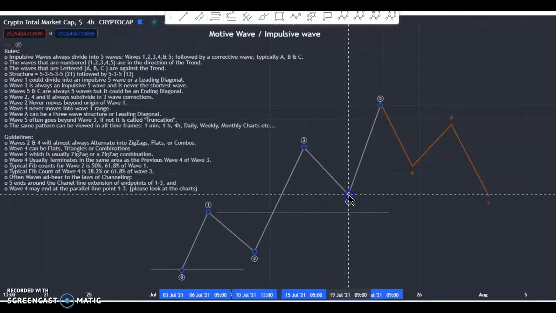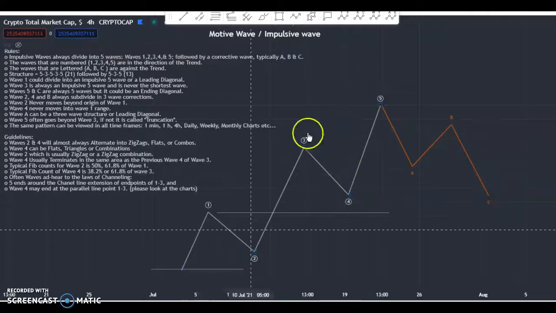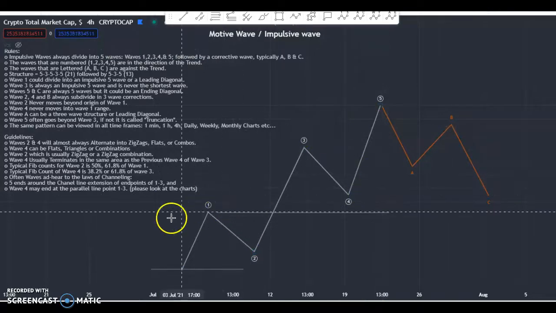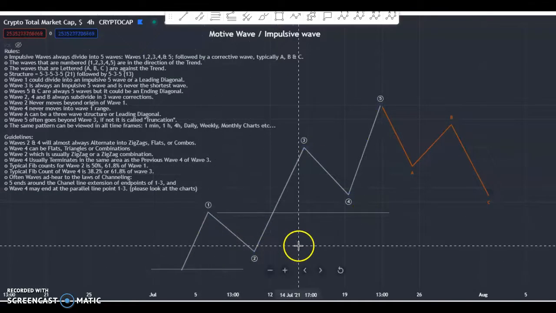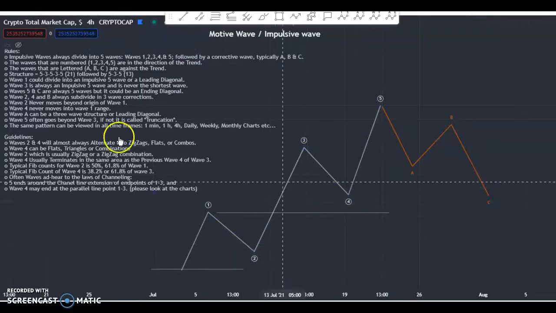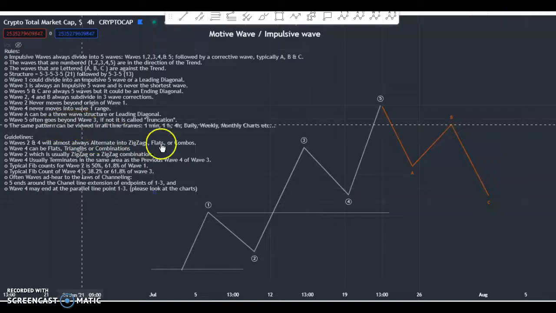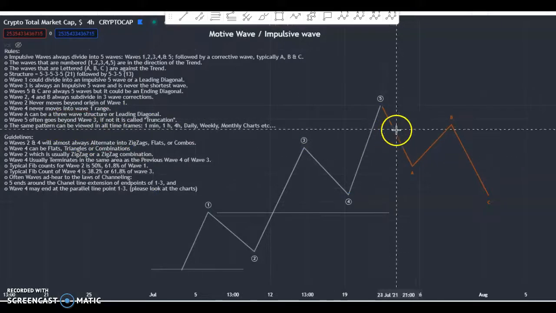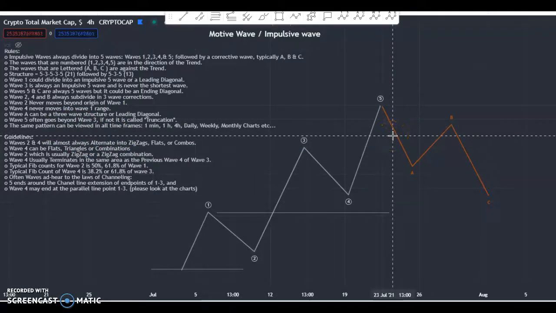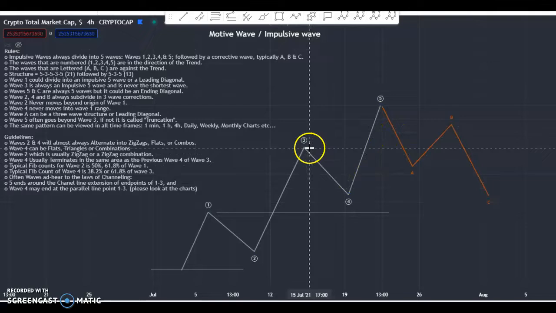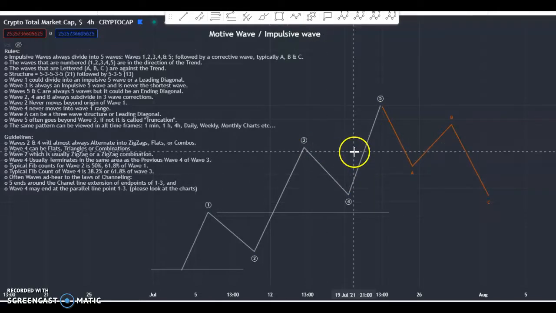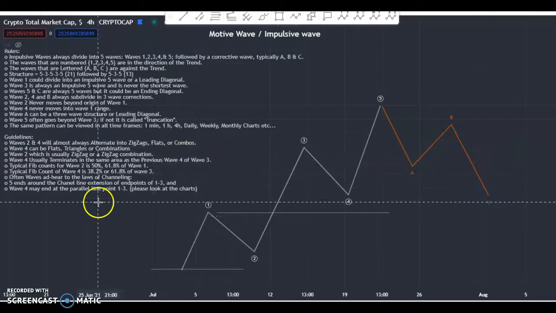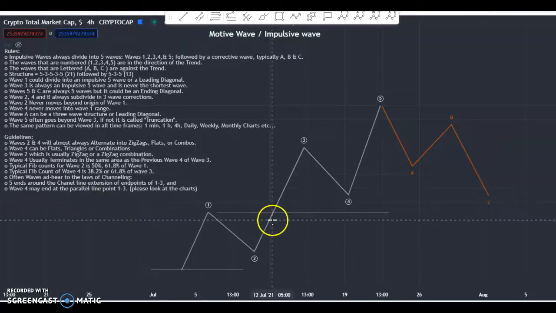Yes, I will show you the diagonals where things do overlap. So that's the only case where we will have overlapping 1s and 3s and so on. But I will show you that in a different video. Then your wave 5 can be a 3-wave structure or diagonals. Wave 5 often goes beyond wave 3, well it should, and then otherwise it's truncated if it's very short, which is very, very rare. And the same pattern can be viewed in all time frames.